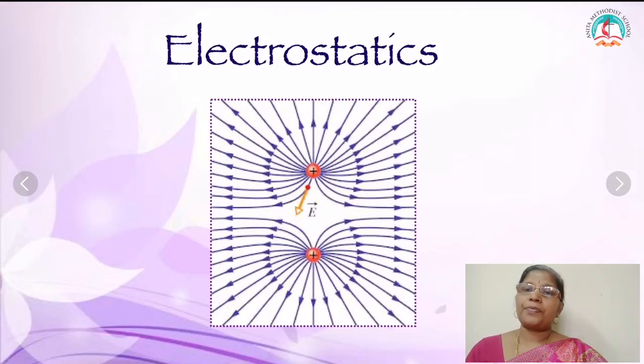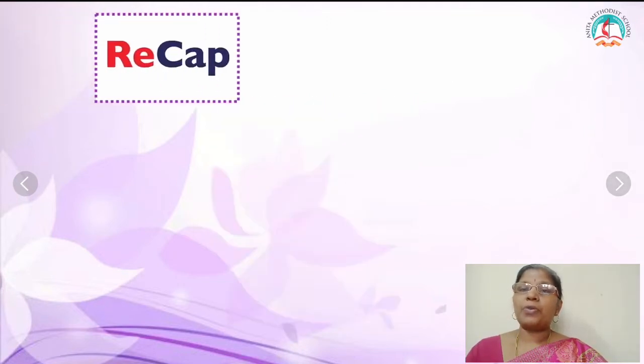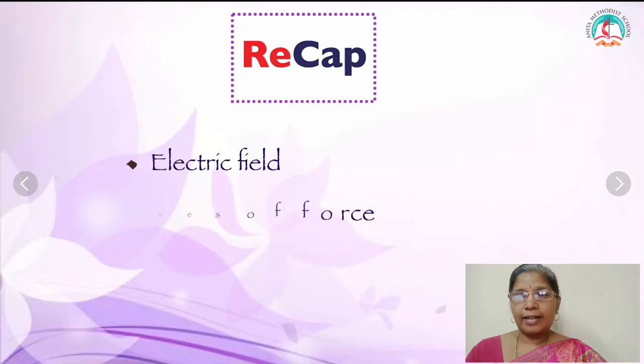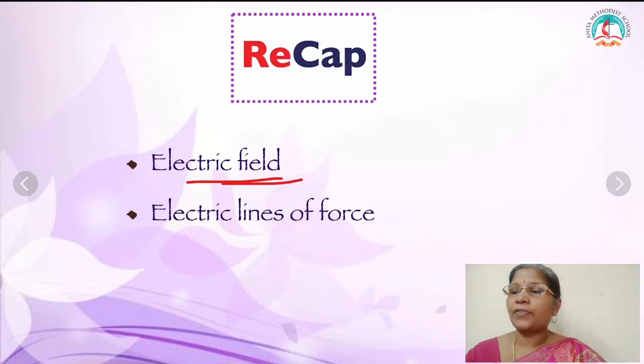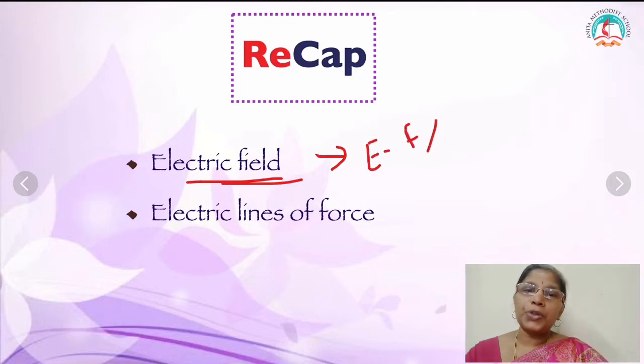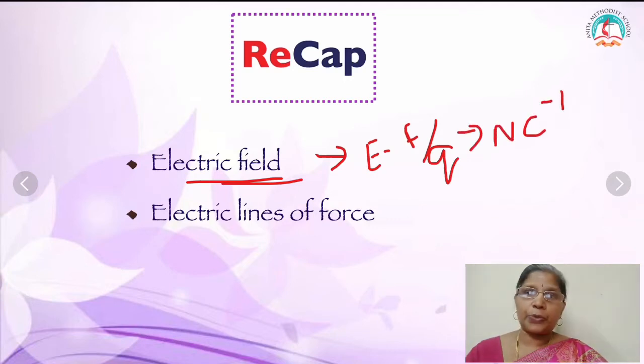Good morning, students. This class we are going to see the lesson electrostatics. First we will see what you have learned in the last class. Remember it? You have calculated the value of electric field equal to what? Electric field. What is the definition of electric field? Force experienced by the unit charge. E value equal to F by Q. Remember the unit? The unit is NC power minus 1.